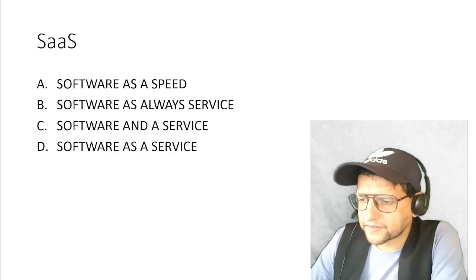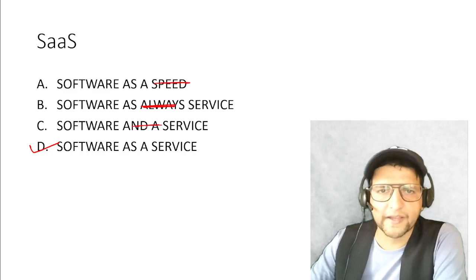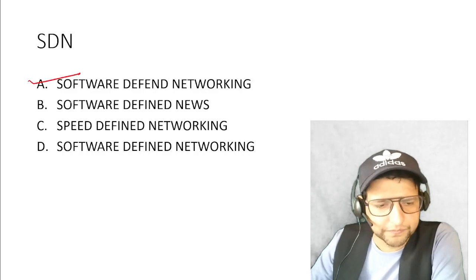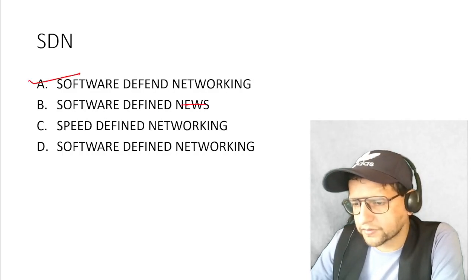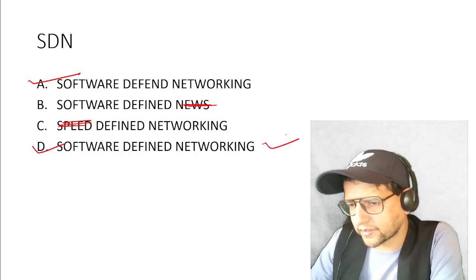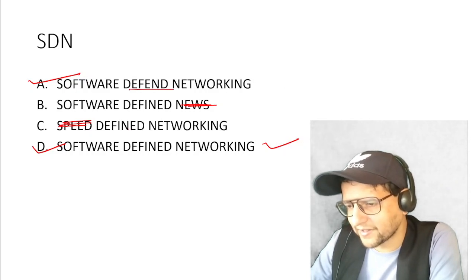Software as a service. Not software always service, not speed, not end. Software as a service. Software defined networking, not defined news, not a speed. Okay, this also says software. This looks the same. So see guys, there's a difference, right? It's a different one, it's a defined.